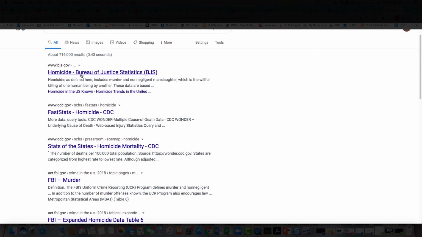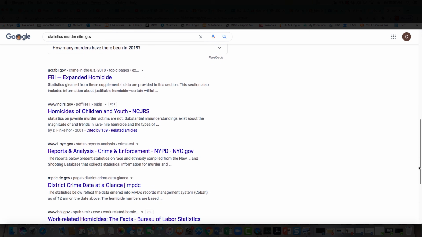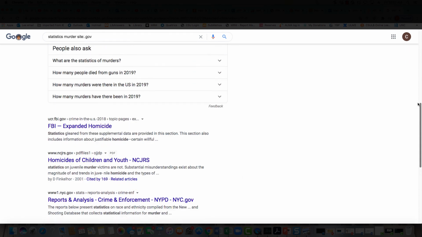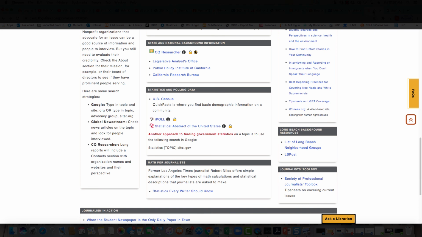So we find that we have statistics from the Bureau of Justice Statistics, from the CDC, because it's a health issue, from the FBI. And we're also going to find in some places that it's not federal or national statistics, but it's local. So here's one from New York City. Here's one from the District of Columbia. So you do have to watch out to make sure that you're getting statistics from the geography that you want it to be. Again, it's just a quick and easy way to find statistics. Doesn't overrule the other areas, but I hope that helps.